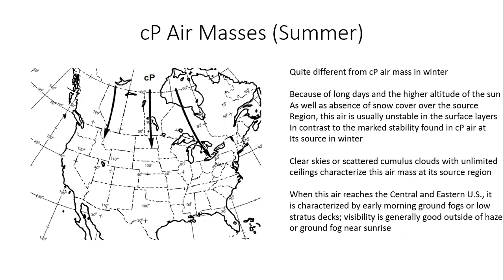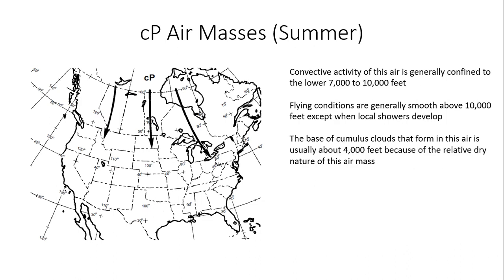And you may see some scattered cumulus clouds. On days we have continental polar air, generally the air mass is more stable, and the vertical growth of those cumulus clouds is much less. They have more of a flatter appearance. So convective activity of continental polar air in the summer is generally confined to the lower 7,000 to 10,000 feet. Flying conditions are generally smooth above 10,000 feet, except when local showers develop.